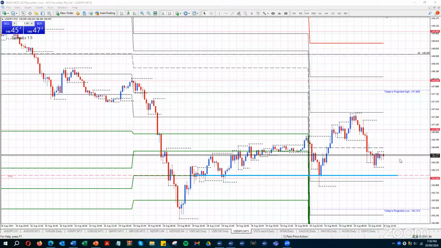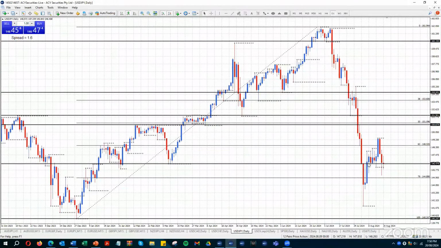146.47, which is pretty much where we're at right now, is weekly support. I discussed that level before about watching it to be support. See, it was support through these days.